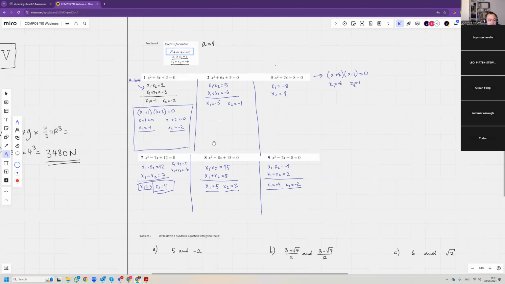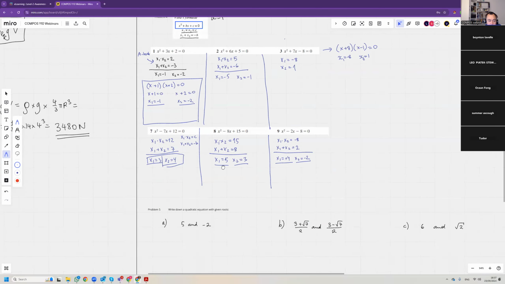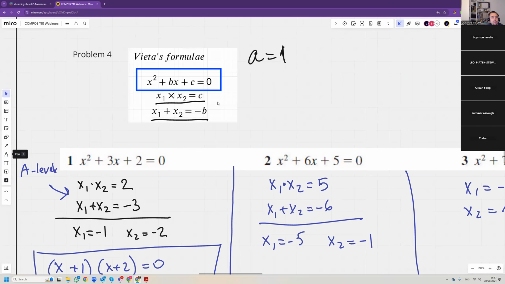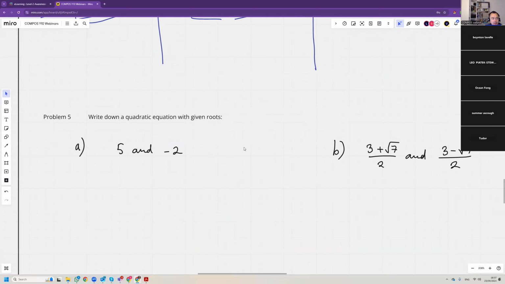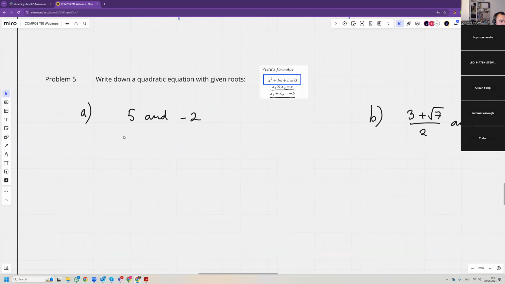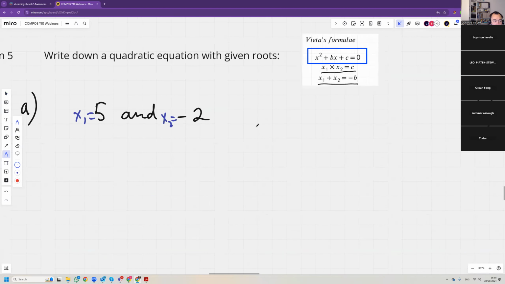Then you can use the Vieta's formula in reverse. Write down a quadratic equation with given roots. Well, so that's x1 is 5 and x2 is minus 2. So you can work that out.